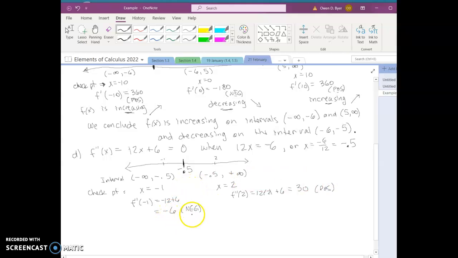So the second derivative is negative on the left. This means that f of x is concave down. We talked about that in class. And on the right, the second derivative is positive, and here f of x is concave up. Concave down means it has this shape, and concave up means it has this shape.